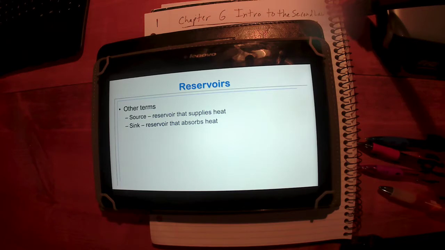Okay, a couple more terms real quick. These are other terms we can apply to a thermal energy reservoir. A source is any reservoir that supplies heat. A sink is any reservoir that absorbs heat. If you Google images of heat sinks, you would find a big hunk of aluminum that we would strap to an electronic device, that you use to channel or diffuse heat away from your sensitive electronic device very rapidly.